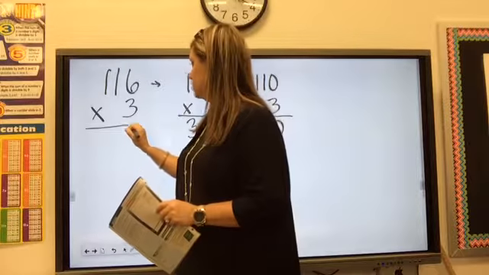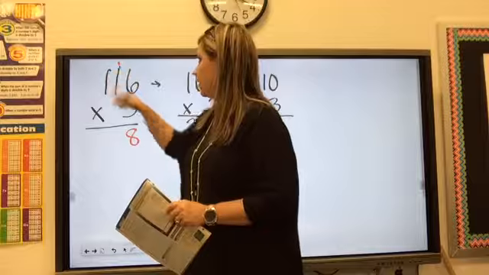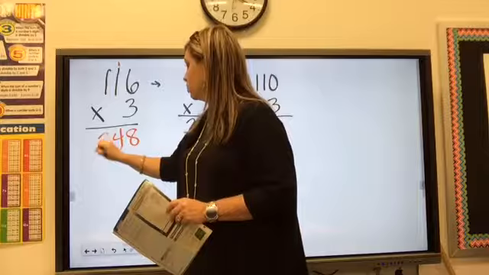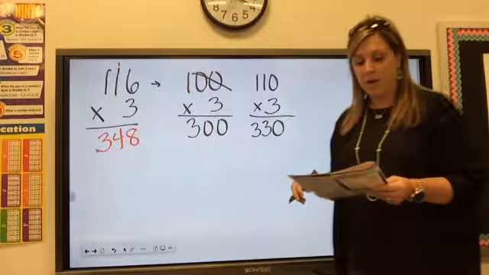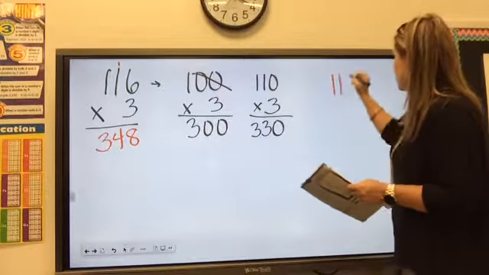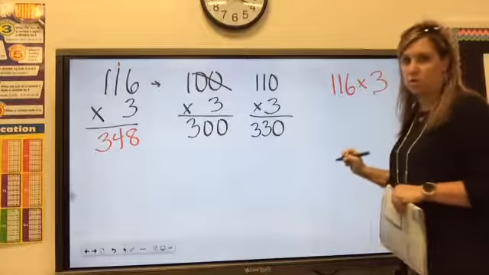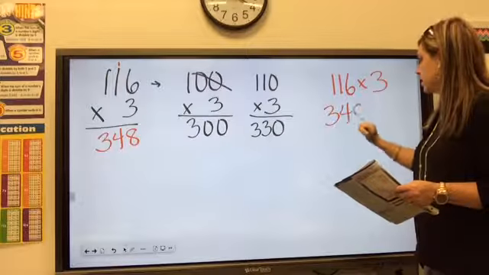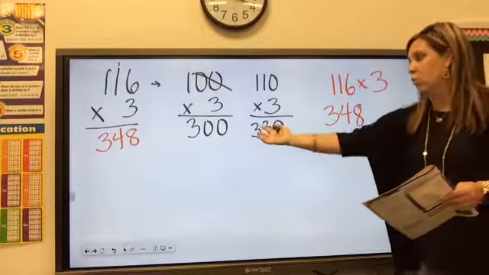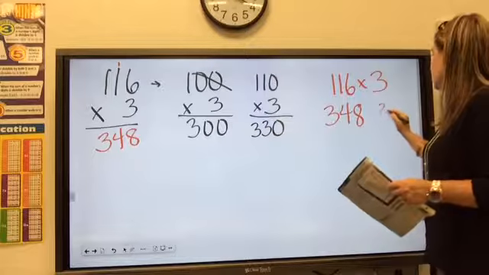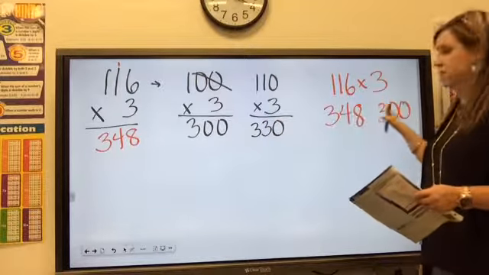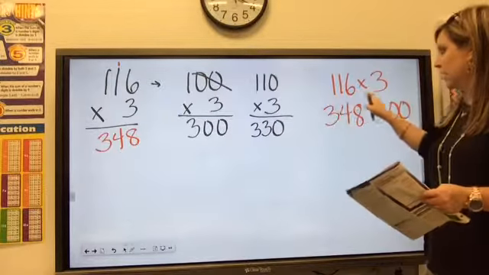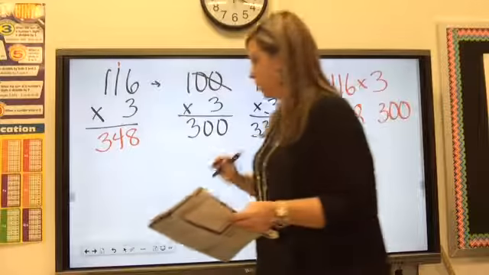So 300, so this is 6 times 3 is 18, carry my 1. 3 times 1 is 3, plus 1 more is 4. 3 times 1 is 3. Okay, so now your paper is going to look like this, 116 times 3. Okay, so you're like, how do I write my answer? I would write one of them as 348, and then your other one can be your estimating. And one of those is absolutely fine. So if you want to do 300, that's fine. So again, that's showing your estimating, and then that's showing your actual answer. So when you're looking at it like that, because there is very, very little room.